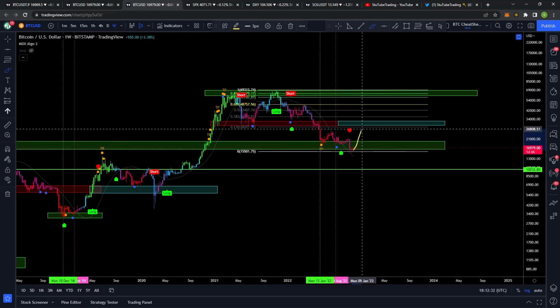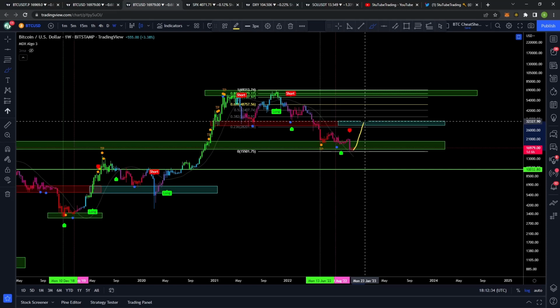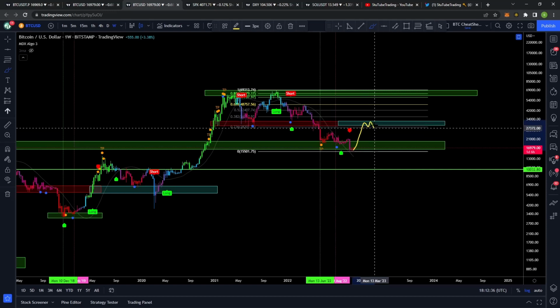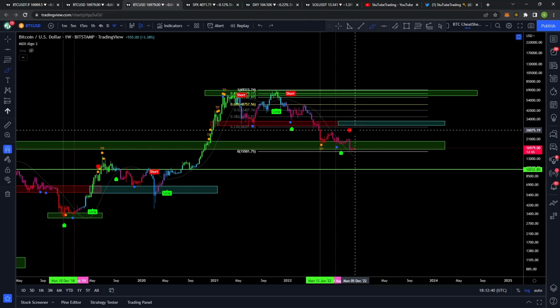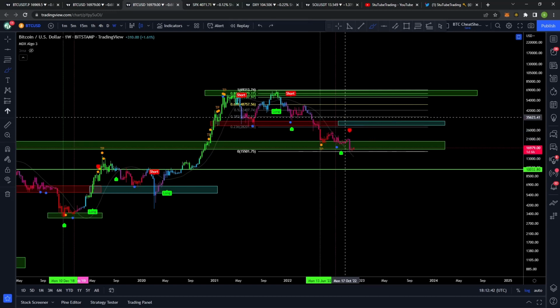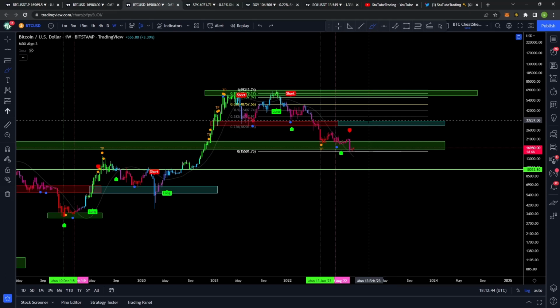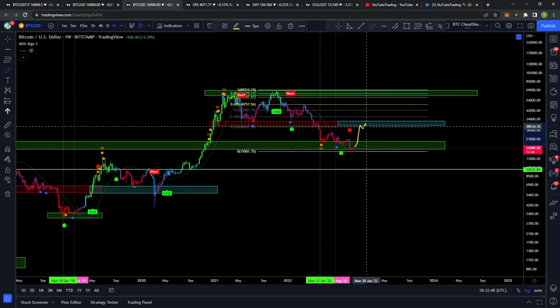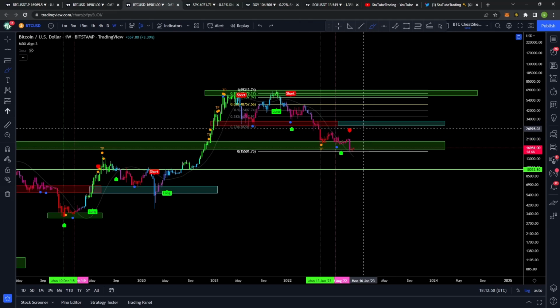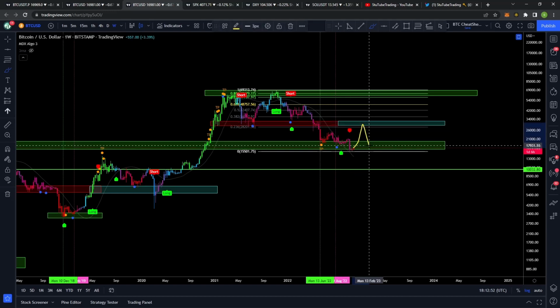I think it makes a lot of sense that we come up towards this 28 to 32K area. I know pretty much everybody is watching this for a harsh rejection and thinks that's where our bear market is going to continue and we're going to dump to hell from there. I personally think that if we get up to these levels, I wouldn't be too shocked to see us just consolidate below it rather than actually getting a harsh rejection.